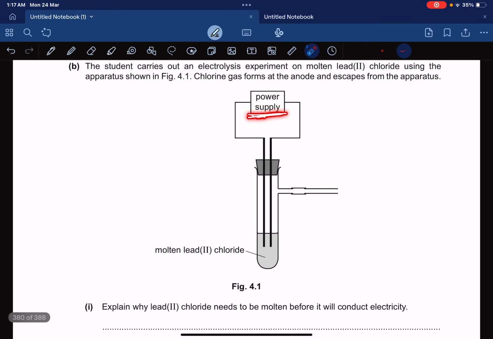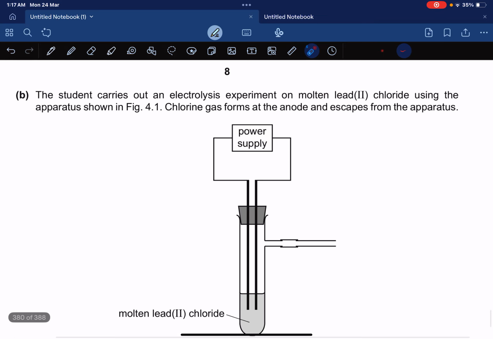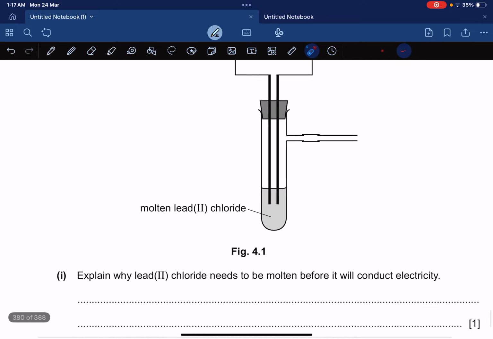started providing it with electricity and basically decomposed it. Obviously, you've taken molten lead chloride, so what's going to form? Your lead and chlorine gas. Okay? It's molten. There are no water molecules in it. No water ions, no hydrogen or hydroxide ions, so no hydrogen or oxygen can be formed.